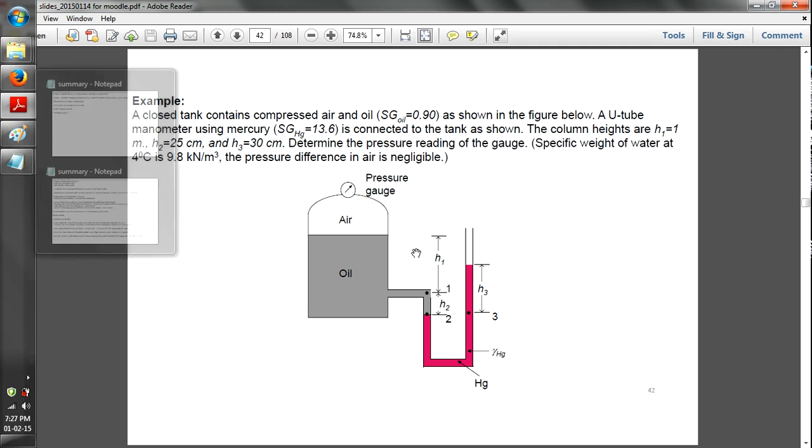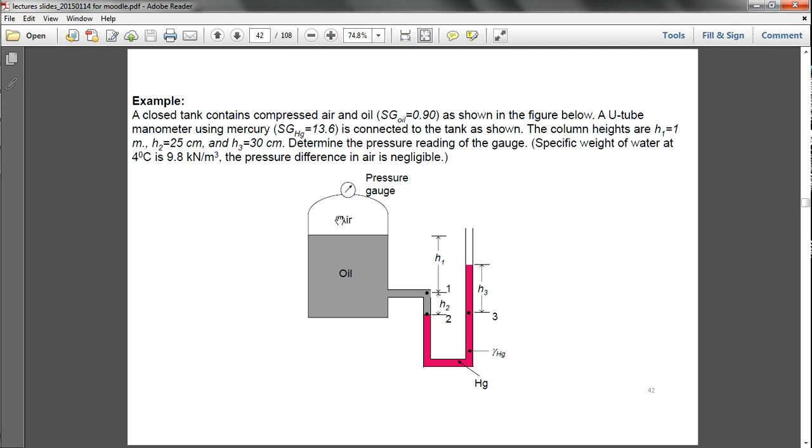In our case, this is a closed tank that contains compressed air over here, and oil. The oil is in the gray section, and this whole piece is a U-tube manometer. The specific gravity of this Hg, which I think is mercury, is 13.6, and it is connected to the tank as shown. The column heights are H1, and so on; these are the dimensions.